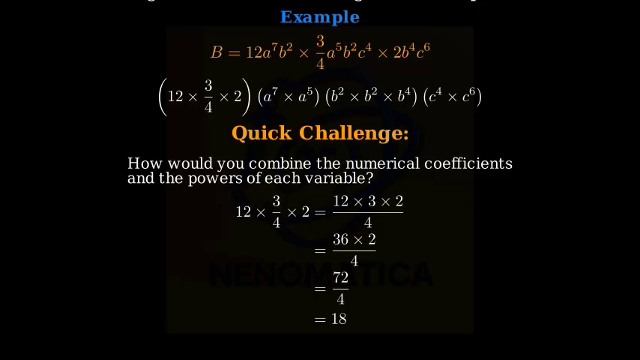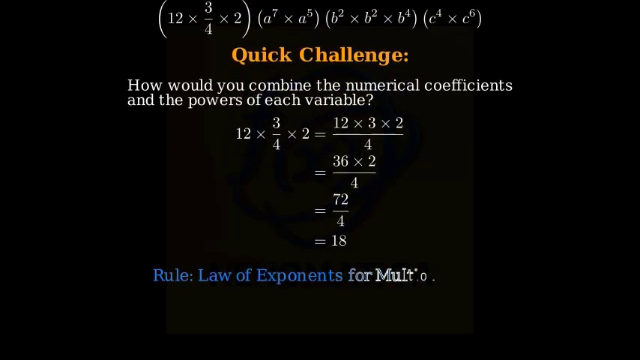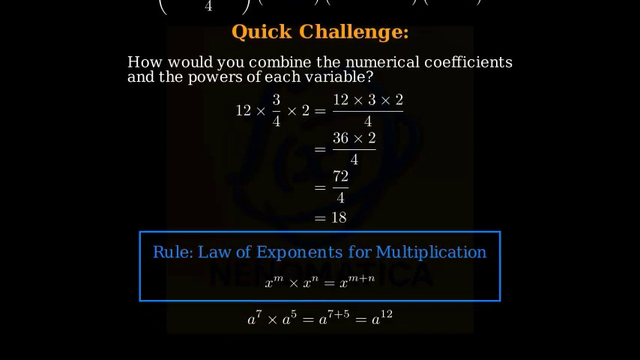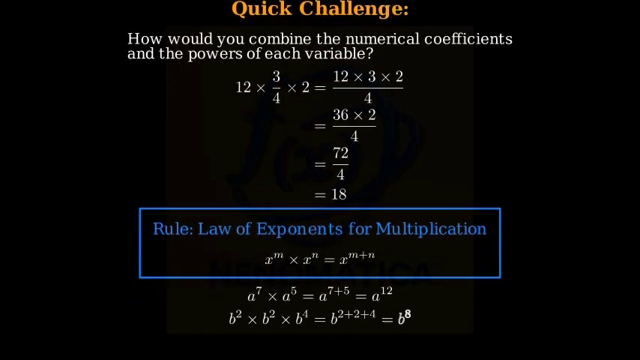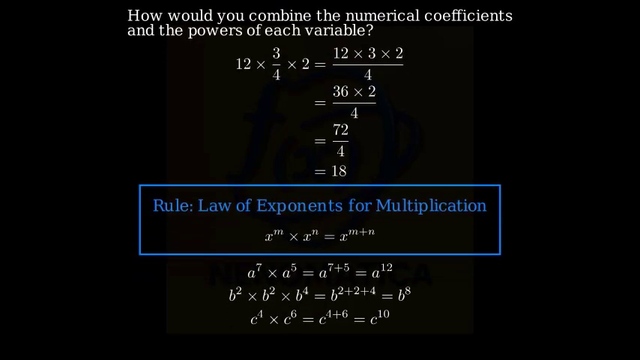Step 3. Now, let's apply the law of exponents to combine the variables. When multiplying terms with the same base, we add the exponents. For variable a, we have a to the power of 7 times a to the power of 5, which equals a to the power of 12. For variable b, we have b to the power of 2 times b to the power of 2 times b to the power of 4, which equals b to the power of 8. For variable c, we have c to the power of 4 times c to the power of 6, which equals c to the power of 10.